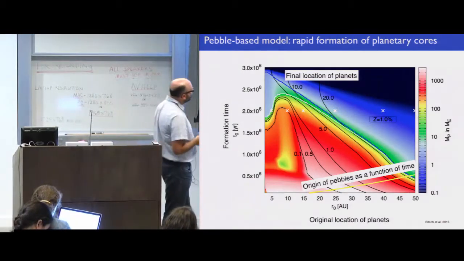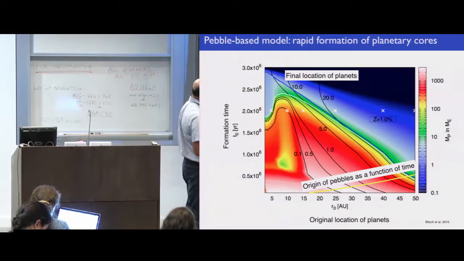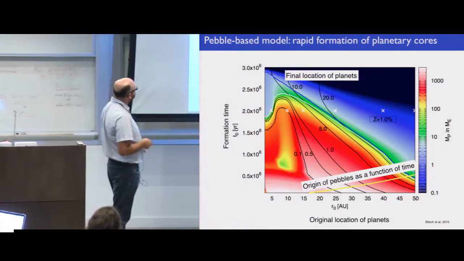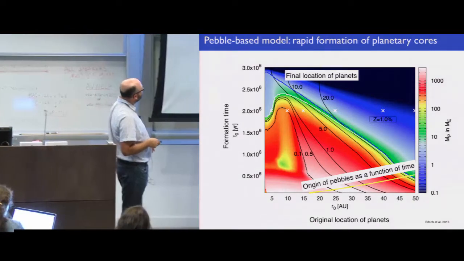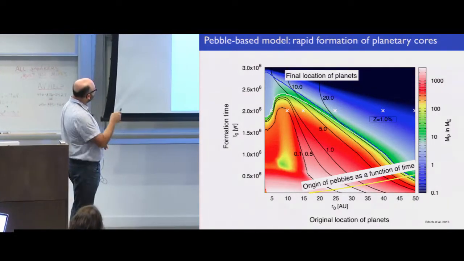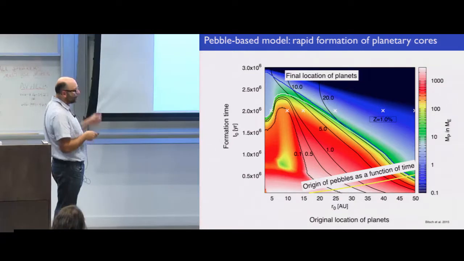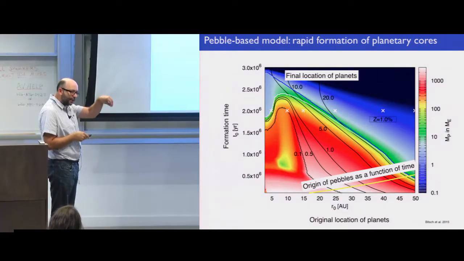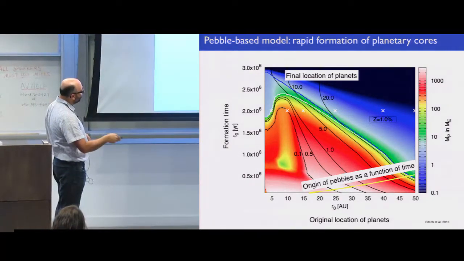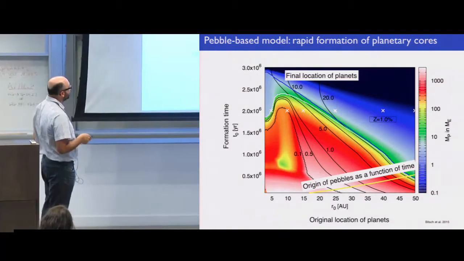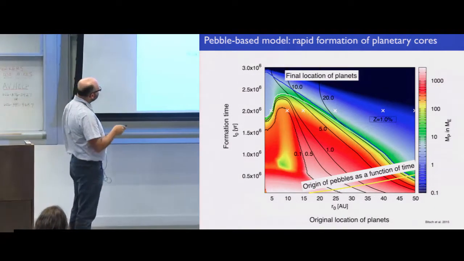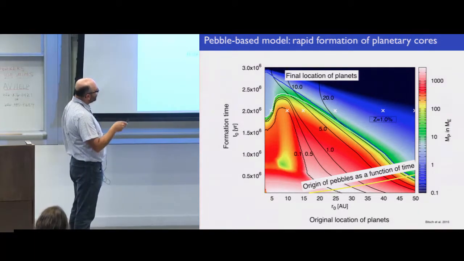One very popular model is the one of Bitsch et al., 2015. This is one result of their model. It is a complicated diagram that I will explain now. You have on this axis the formation time, when you assume a planet starts its formation, and that's the location of the planet, where you assume that you start the formation of a planet. And then this color is the final mass of the planet.